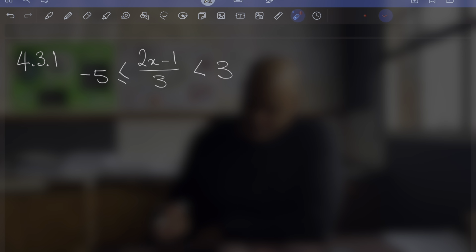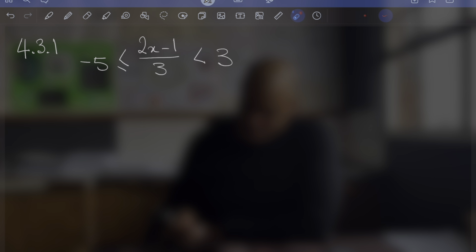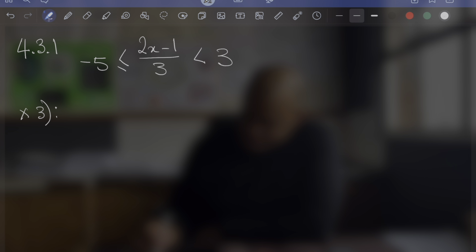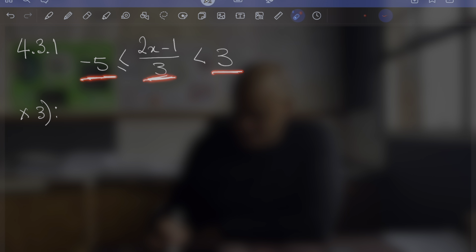Alright, so I've got that problem written down here. We're going to represent our answer on a number line once we have solved the inequality. We are going to do that by first of all getting rid of our fraction. Same thing, we don't want to work with fractions, so we're going to multiply all the way through by 3. That means I'm going to multiply every piece of this inequality by 3.